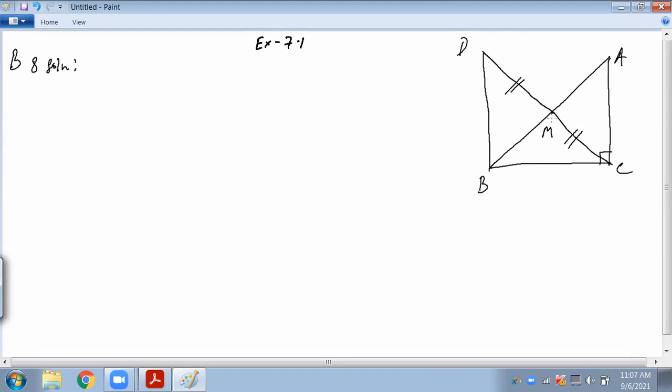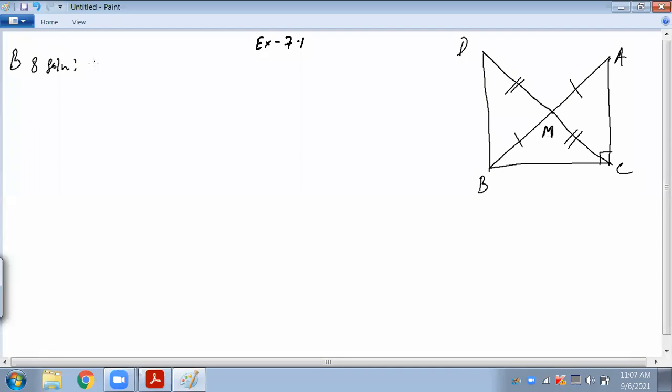In the question it is told that M is the midpoint of AB. So AM and BM will be equal. And in the question it is given that CM and DM are equal. CM is equal to DM. Okay, now you have to prove all this.